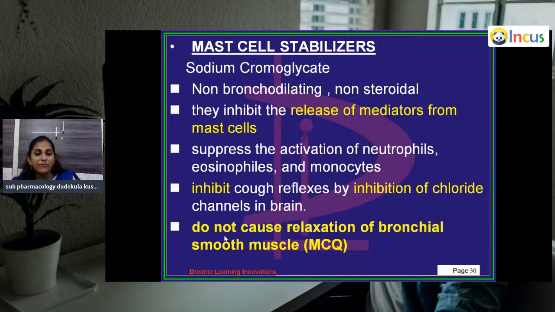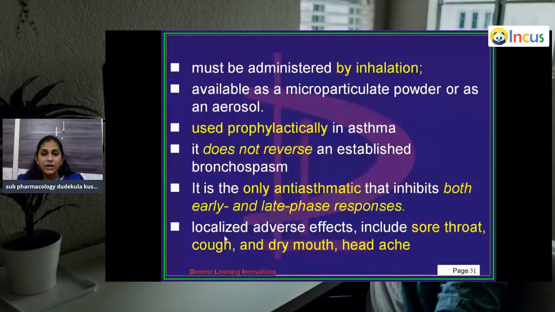They also inhibit the cough reflex by inhibiting the chloride channels present in the brain. Most important, a frequently asked point: it does not cause relaxation of bronchial muscle. It is cromolyn sodium, which is a mast cell stabilizer, and it can be administered by inhalation, available as microparticulate powder or aerosols. It is used prophylactically in asthma. It does not reverse an established bronchospasm. It's not a bronchodilator. It only inhibits both early and late phase responses. It has some common side effects like sore throat, cough, dry mouth and headache.